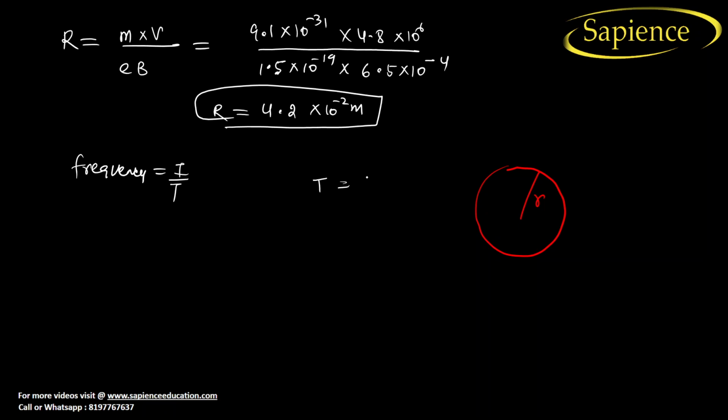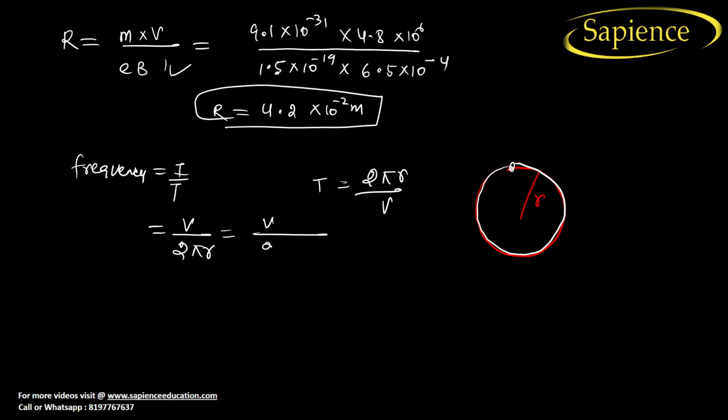Time period is equal to the total distance traveled in one complete circular motion, that is 2 pi r, divided by velocity. Now the frequency will be the reverse, that is equal to v by 2 pi r. Now we have understood what the value of r is, so just put the value of r. So v divided by 2 pi into r, where r is mv by eB. So v gets cancelled and we will have eB divided by 2 pi m.